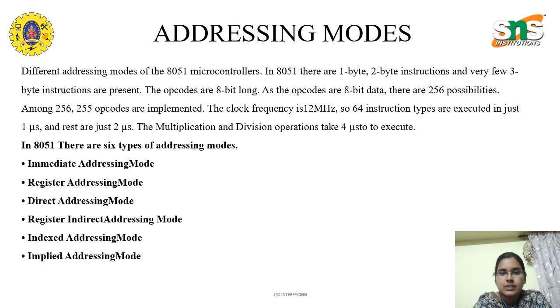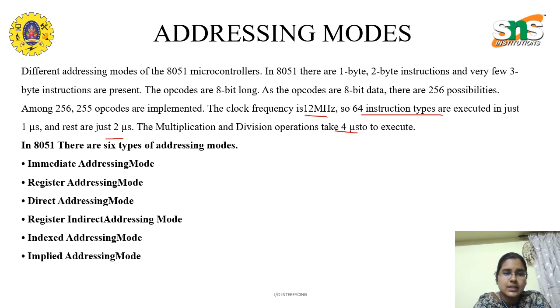The clock frequency is 12 MHz, and 64 instruction types are executed in just 1 microsecond and the rest take 2 microseconds. The multiplication and division operations take up to 4 microseconds to execute.